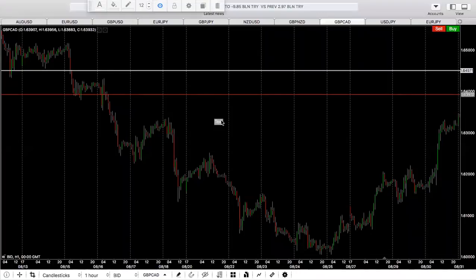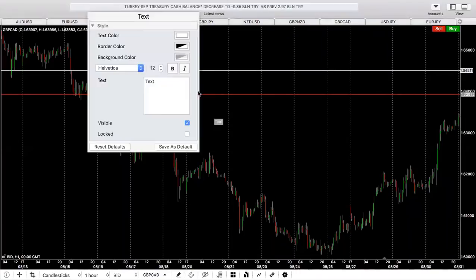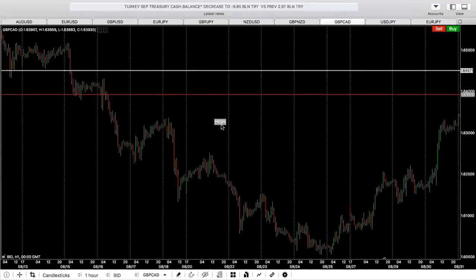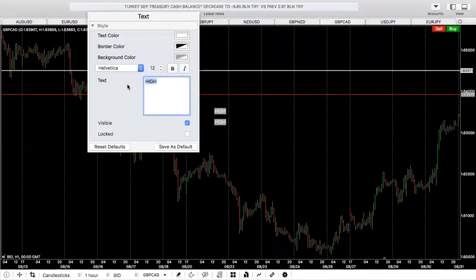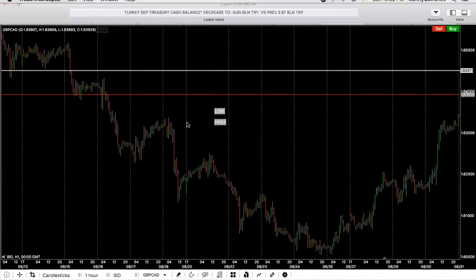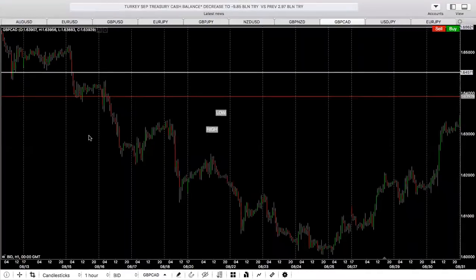We have what's known as a high. Okay, so we're going to edit this text over here. We have what's known as a high. Let's redo this. Let's duplicate this, and we're going to edit this, and this is going to be known as a low. Okay. Let's do this.